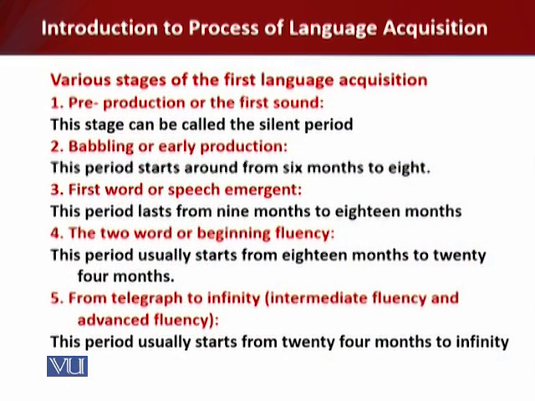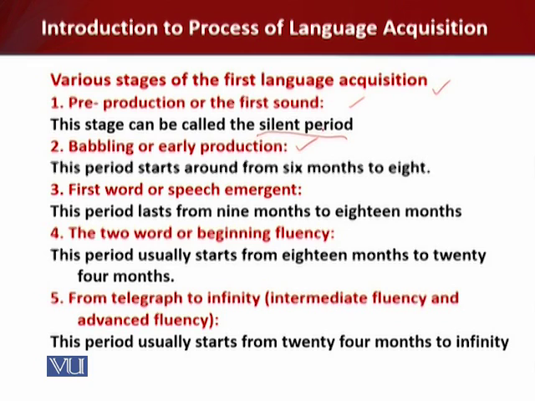There are various stages of first language acquisition. You have the pre-production or the first sound. Now this stage can be called the silent period. The period of this stage is before 6 months or longer depending on the individual. In this period, babies are just newborn. They only make the sounds of crying and cooing. They cannot express their feelings by talking. Only what they can do is make different sounds by crying.